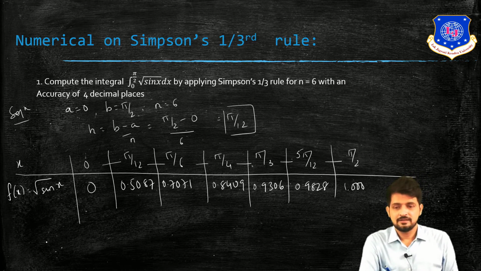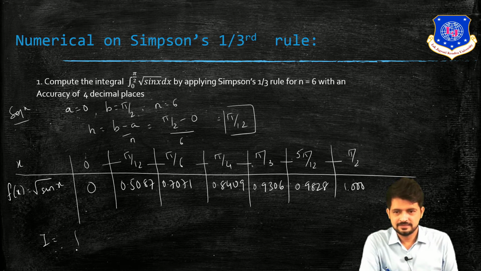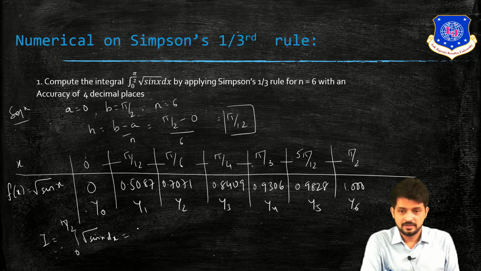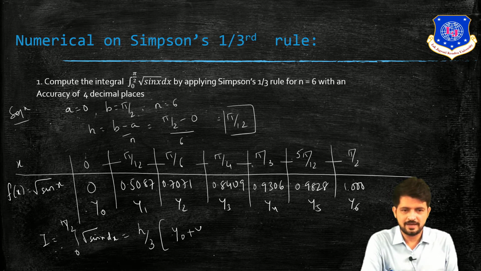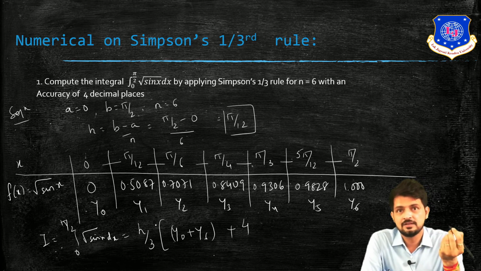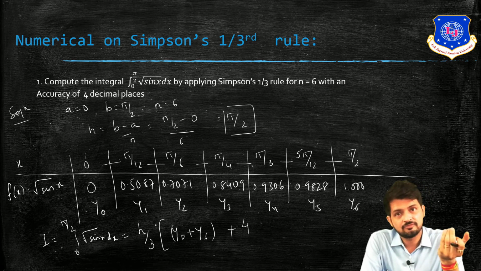Okay, then what is our formula? The interesting part comes here. Before writing the formula, give the numbering y0, y1, y2, y3, y4, y5 and y6. Here we have to write h by 3, first term plus last term, so y0 plus y6, plus 4 into odd terms. If your numbering is not correct now, then your answer will be wrong.